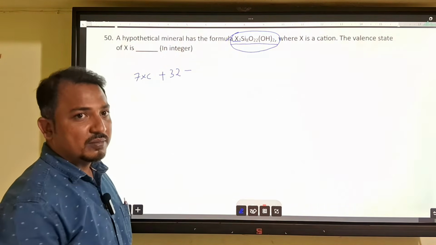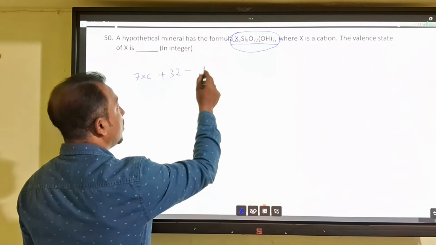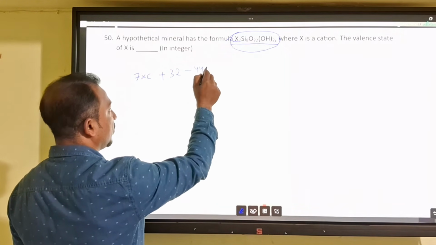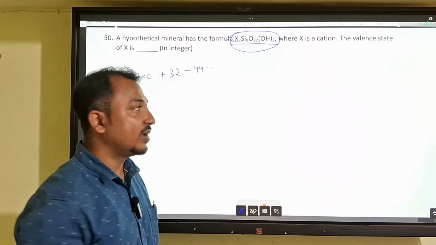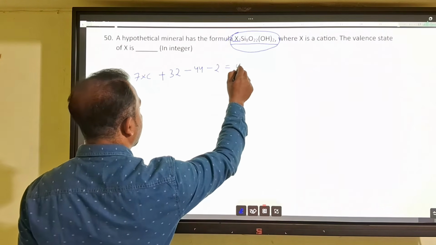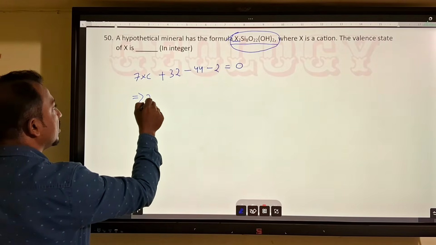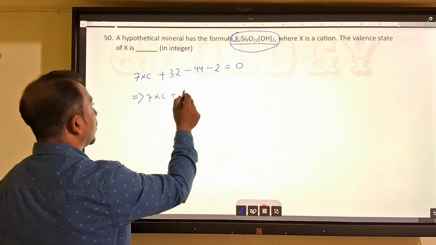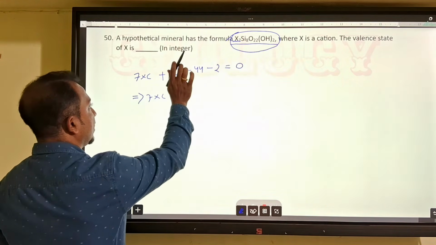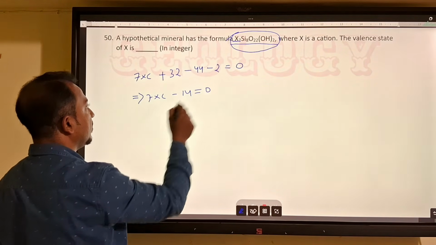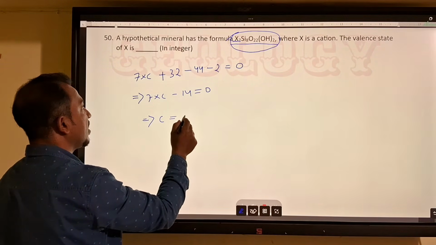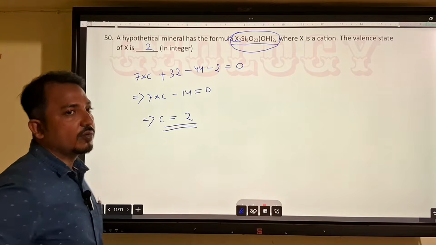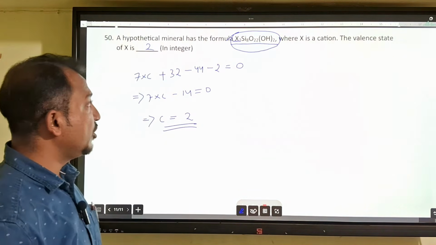Then oxygen has valency -2, so that will be 22 into -2, which is -44. Minus OH has valency -1, so it will be -2, which adds up to 0. 7 into C will be -14, so the total will be 0, then C will be 2. So the answer will be 2. So the valency of X cation will be 2.